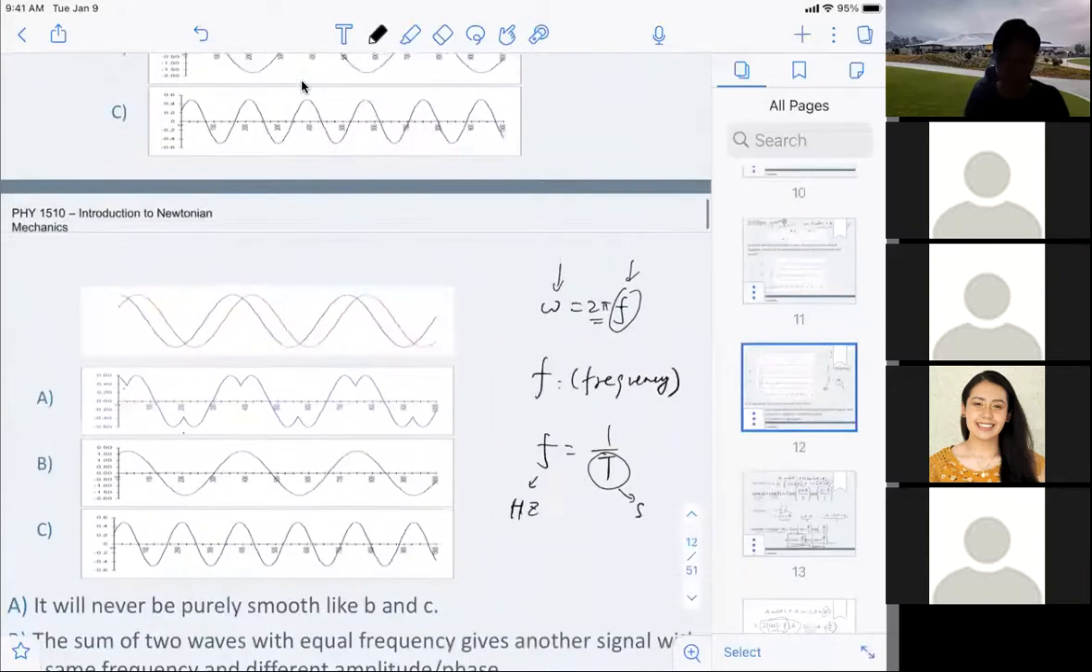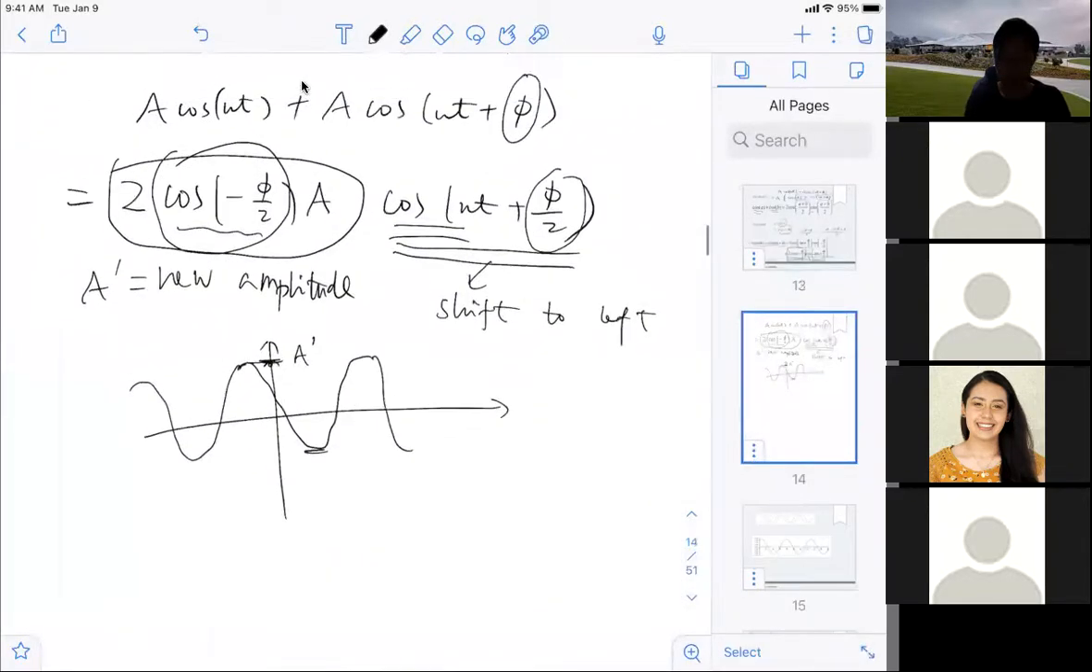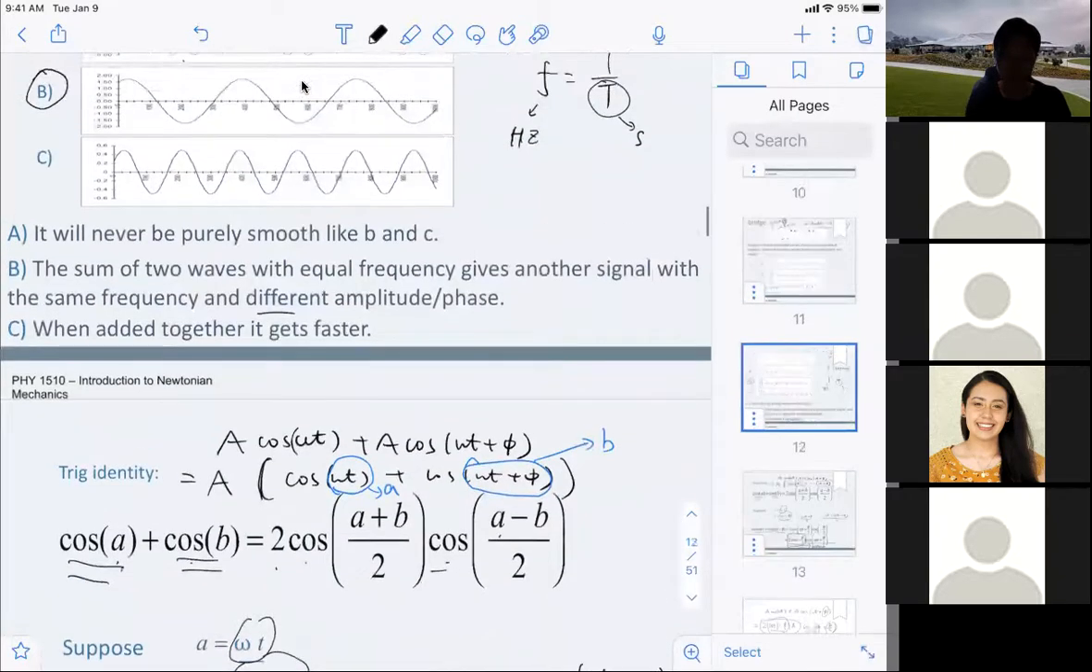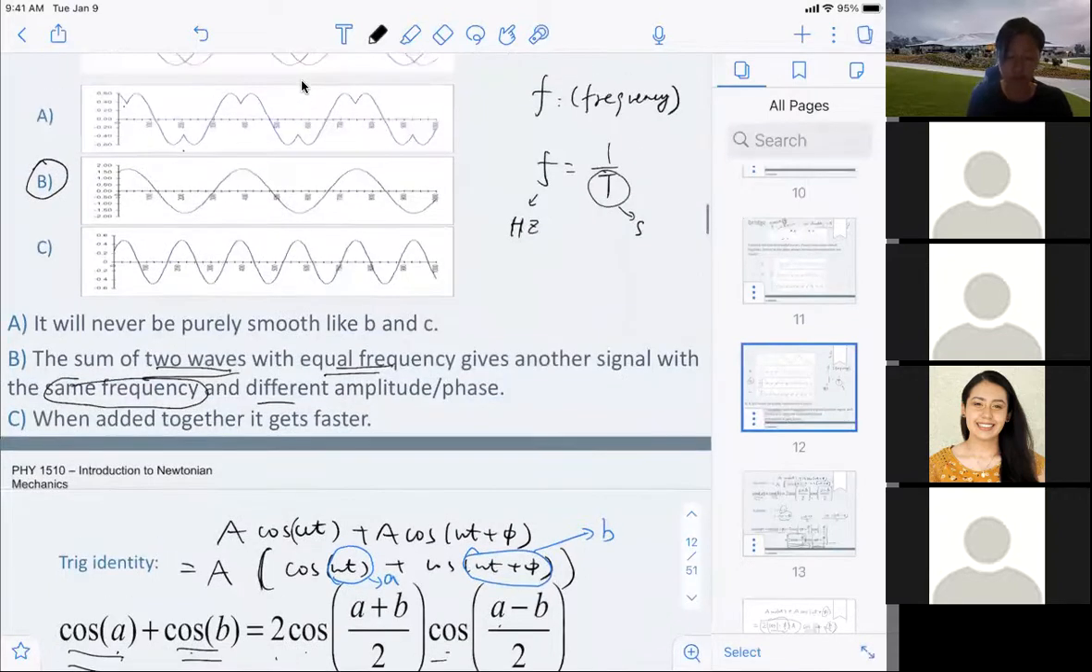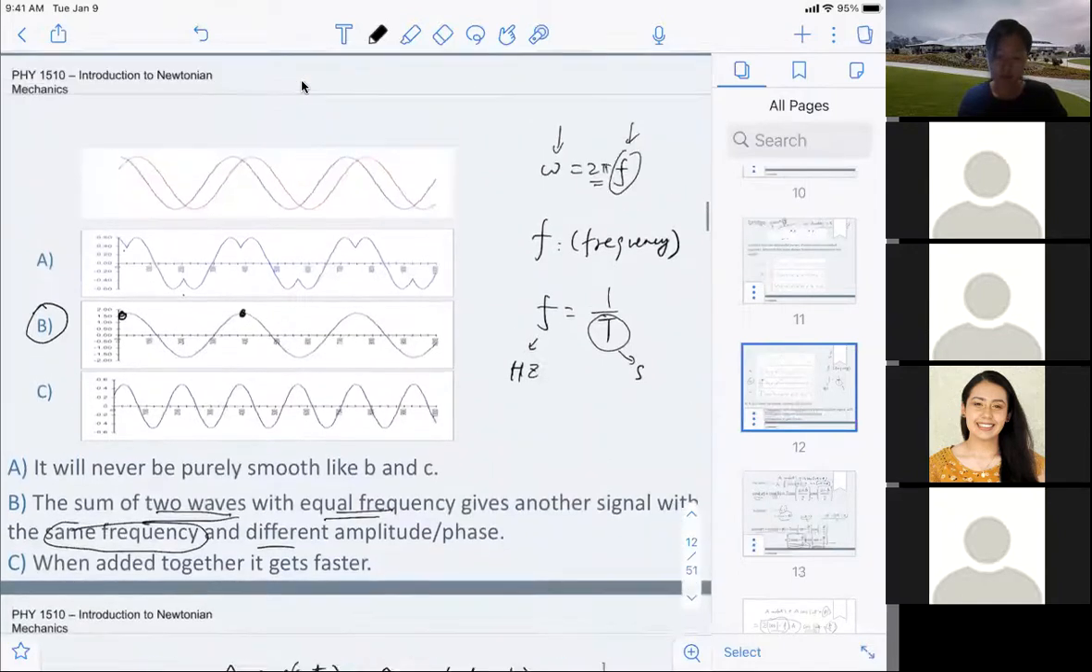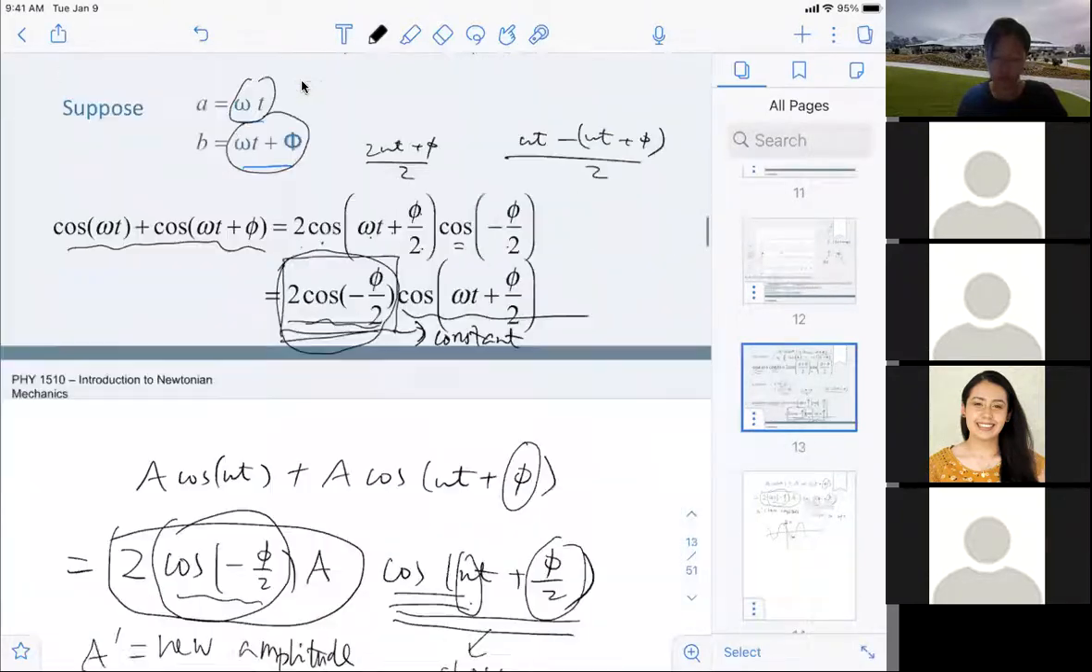And let's take a look at our graphs. You can see B is the correct answer. This new function has the same frequency omega. When you add two waves together that have the same frequency, they both have omega, you get a new wave, a new signal that's also a sinusoidal function and has the same frequency, same omega. So the width of this should not be changed. Okay, so that is one of the bridge questions we looked at.